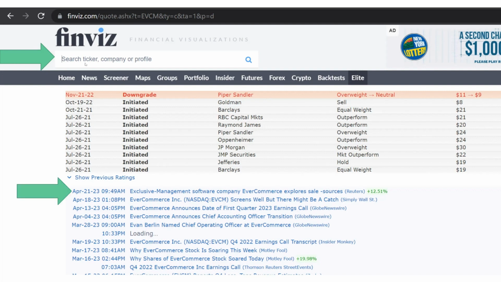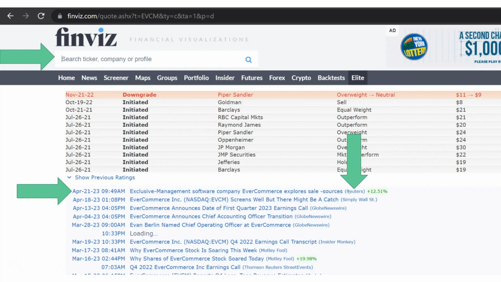So after you've searched for the ticker, you look for the latest news that the company has. And this is the news on the day of the gap up. You can see in the morning, it says, management software company EverCommerce explores sales, sources. And very importantly, you want to check who is publishing this, because the quality of the news service as well determines how legitimate that news is. So in this case, we see that Reuters is reporting this, and that is a very high quality, legitimate source. So that means this news is trustworthy and reliable.